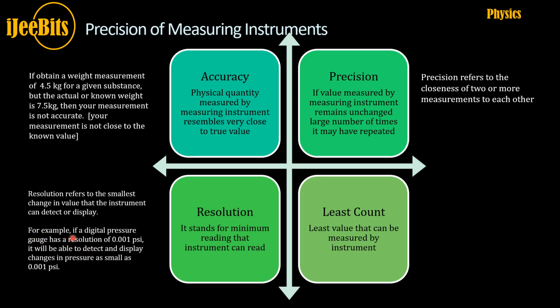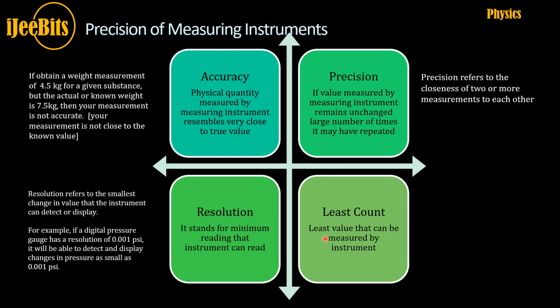For example, if a digital pressure gauge has a resolution of 0.001 psi, it will be able to detect and display a change in pressure as small as 0.001 psi. That is what resolution means. More decimal places means more resolution, which you can think of as more precise reading. So what is meant by least count?